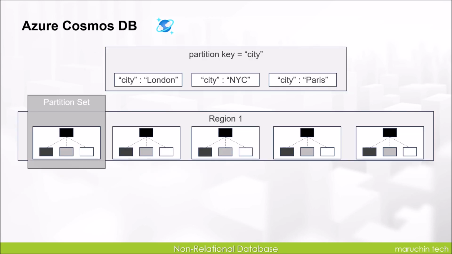I will introduce partitioning in Cosmos DB. The partitioning allows the database to be divided into appropriate units to improve the scalability and performance. Partition keys are selected based on the queries and access patterns. For example, in this example, the item city is selected as the key, and this assumes that the users will frequently access and query using the key city.